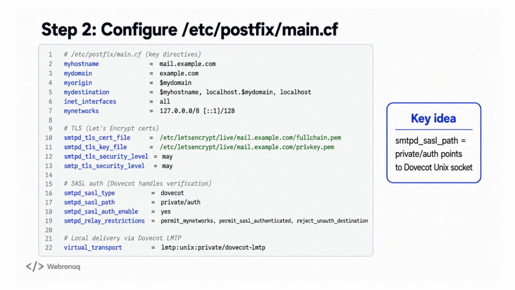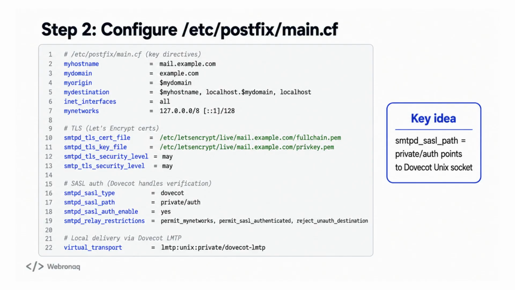Postfix configuration is almost entirely one file, main.cf. Let's walk the key directives. My hostname and my domain tell Postfix its identity. My networks is deliberately narrow, just localhost, so this server cannot be used as an open relay by anyone else. For TLS, we point to Let's Encrypt certificates. Setting smtpd_tls_security_level to may means Postfix will use TLS when the remote server supports it, but will not break delivery if it does not. The SASL block is where Postfix and Dovecot first meet.